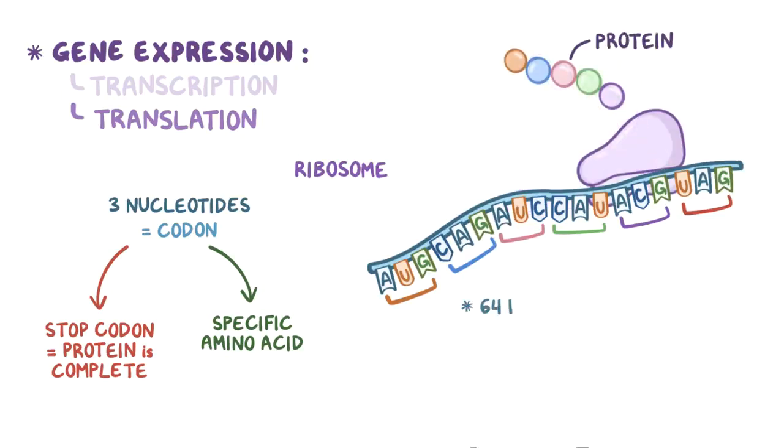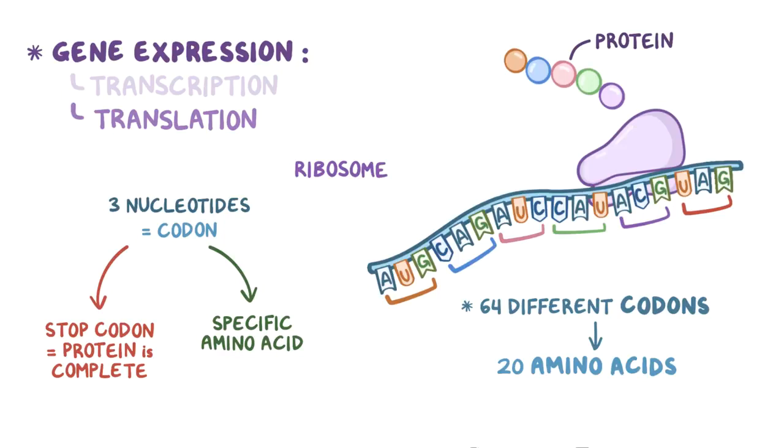Now, there are 64 different codons, and each of them codes for a single amino acid, but there are only 20 amino acids. That's because some amino acids are encoded by more than one nucleotide triplet.